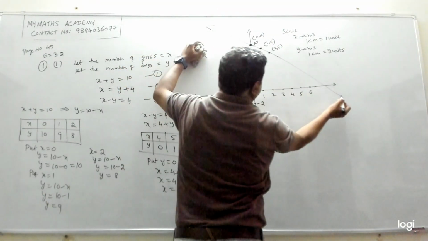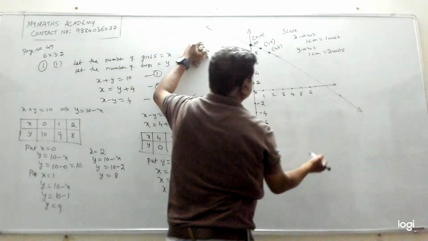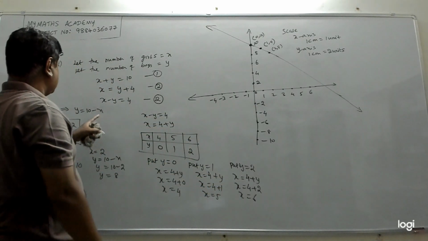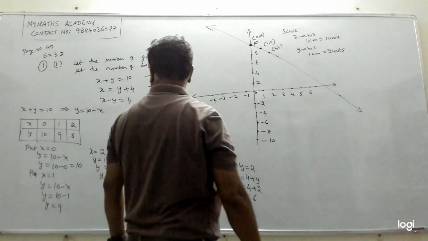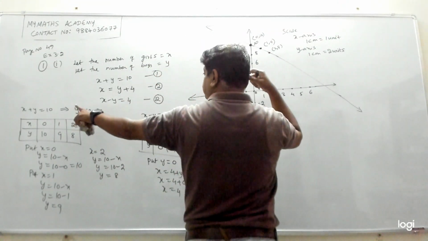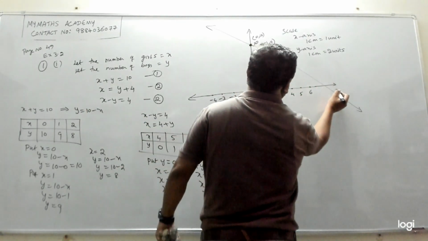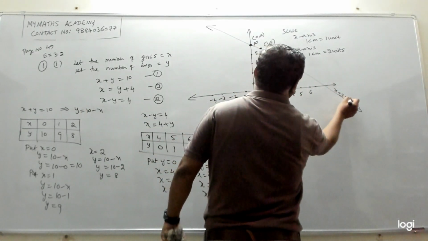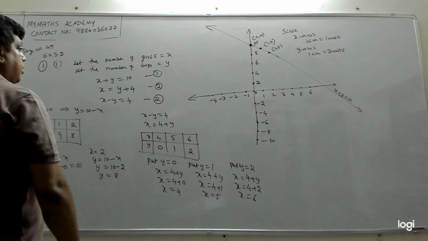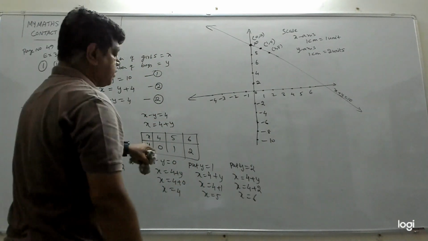Fine. So this is the graph. This is the graph for the equation x plus y equal to 10. This is for x plus y equal to 10. Fine. Now next let's draw the graph for this.